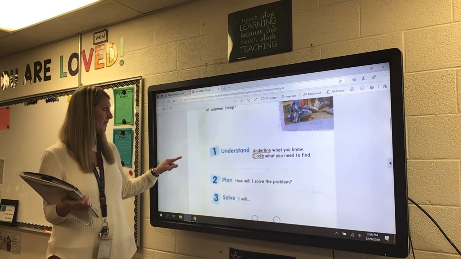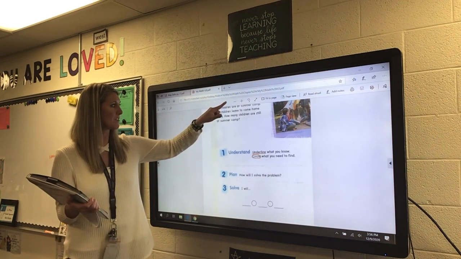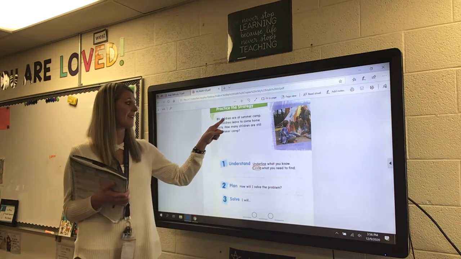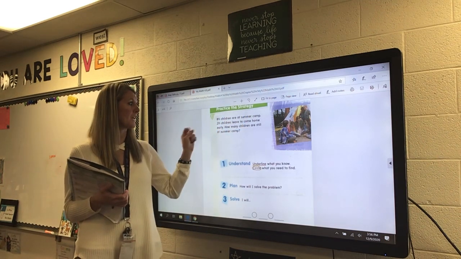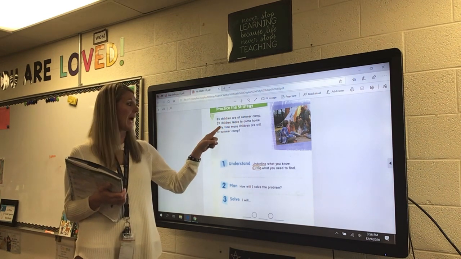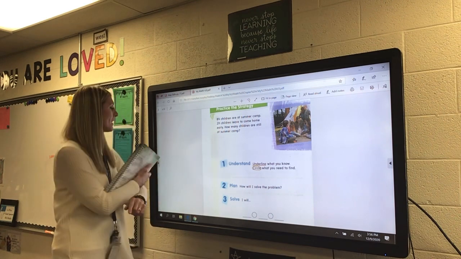I'm going to have to make mine small, sorry, so I can fit it all up here. It says we have 84 children at summer camp. 29 children leave to come home early. How many children are still at the summer camp?